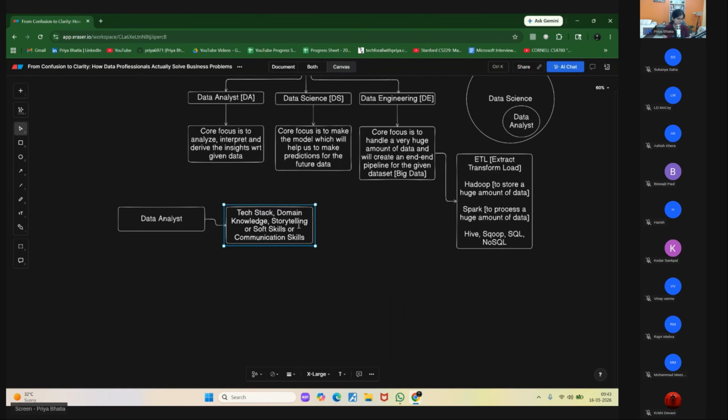When we say communication skills, I'm not saying that you should be very good in the grammatical part or vocabulary as well. Communication simply means that whatever insights you want to explain, you will be able to deliver them well. And if you are able to do that well, then I feel that it is completely good. You're good to go. So these are the important things which you have to take care of: tech stack, domain knowledge, and communication part.